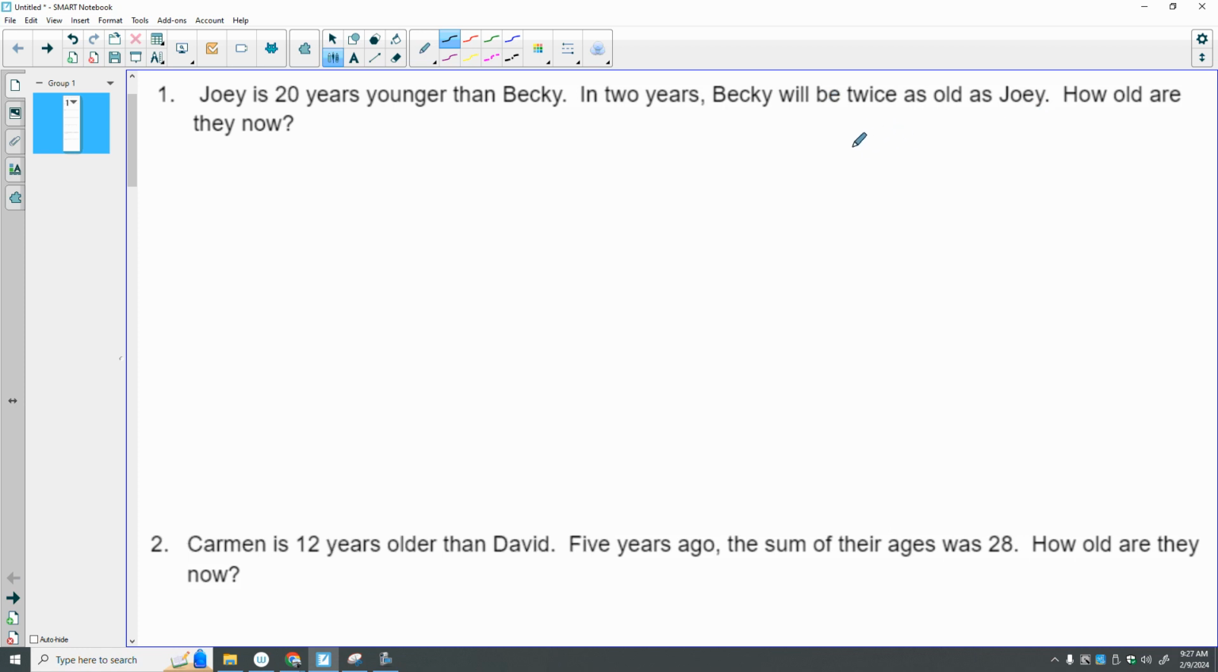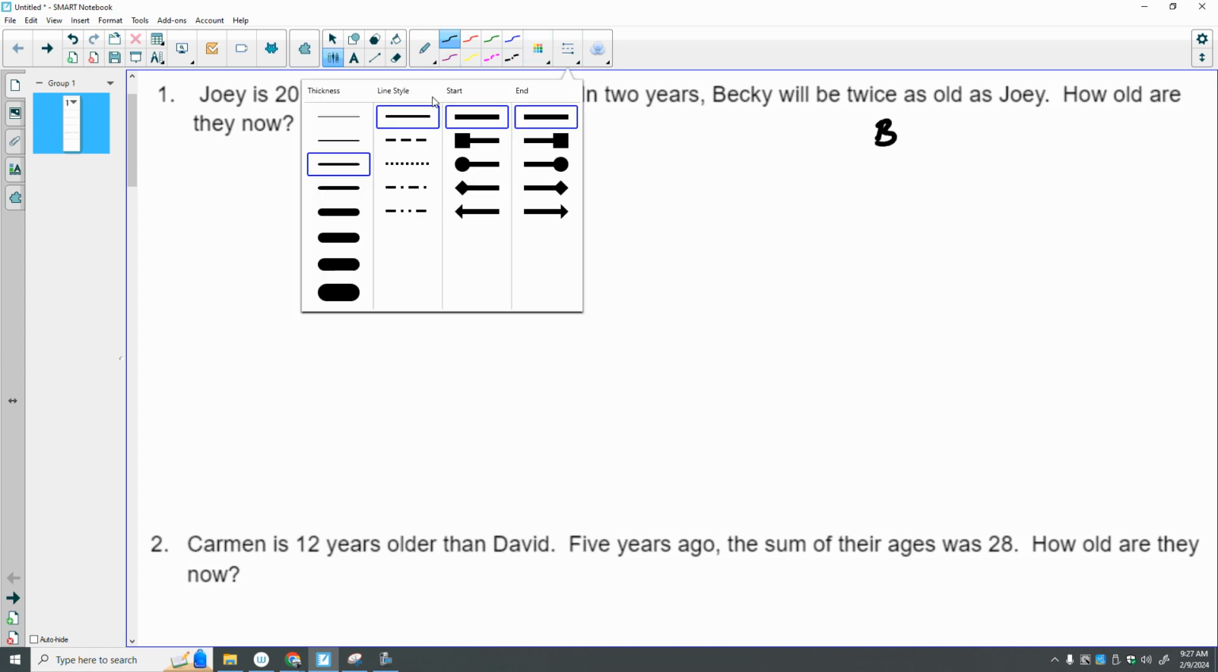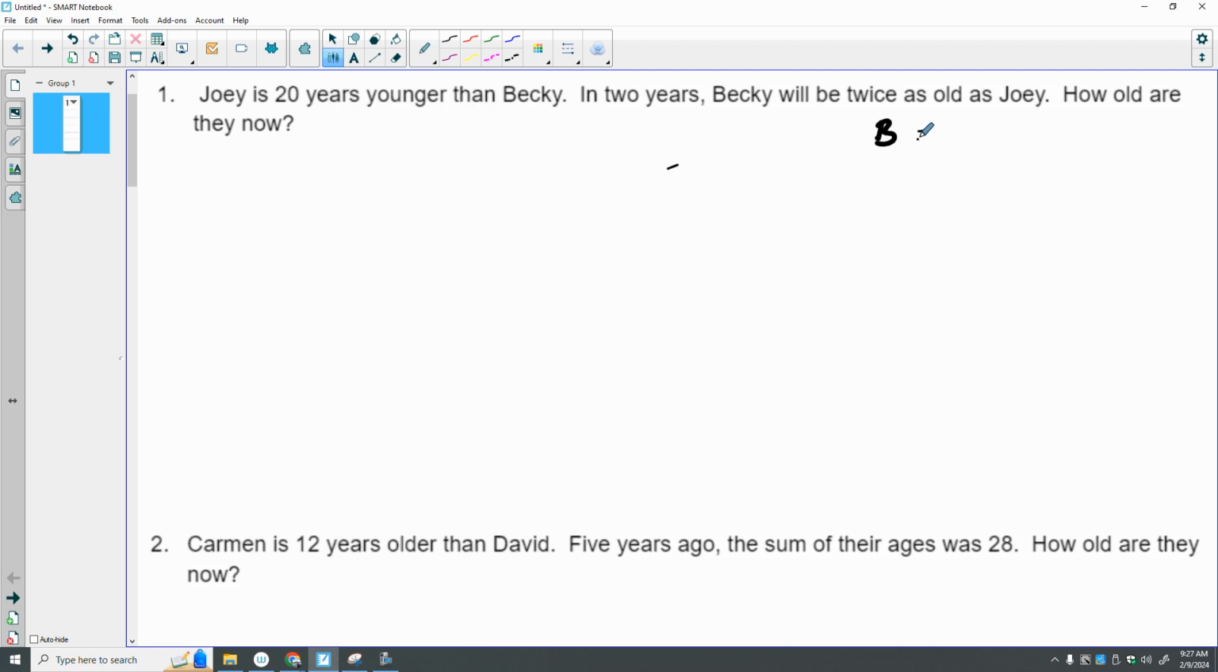So what are the two things I'm looking for? How old each person is. So I need to pick either to assign my variable to represent Becky's age or Joey's age. Okay, so that's my first thing. I'm going to use Becky's age. So I'm going to use a B, and I'm going to let B represent Becky's age.